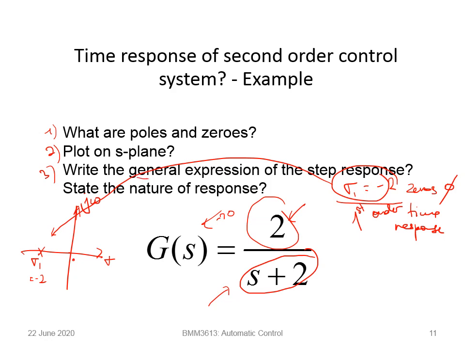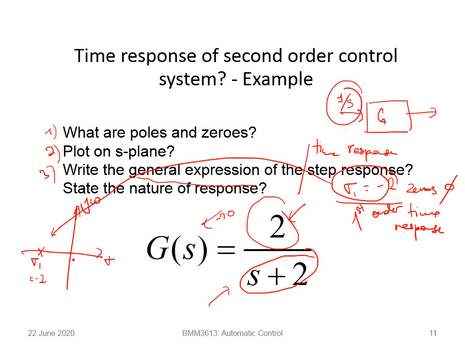And then the third question, write the general expression of the step response. So it's the general expression of the time response basically. Step response, time response can also be called a step response. Why? Because every time we want to find a time response, the typical input to the transfer function is a step. So we can also call it a step response. Right? So the output of a step response is also called a step response or time response.